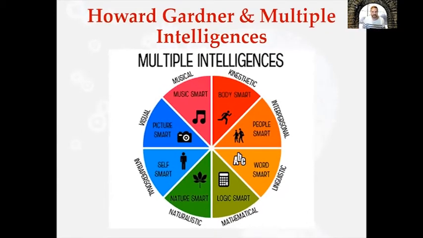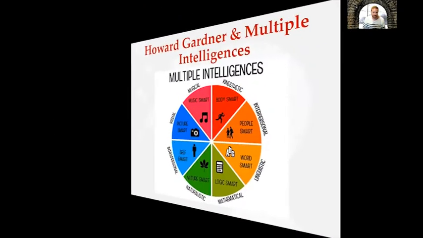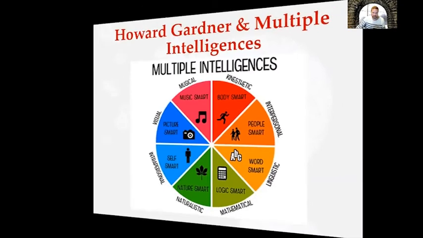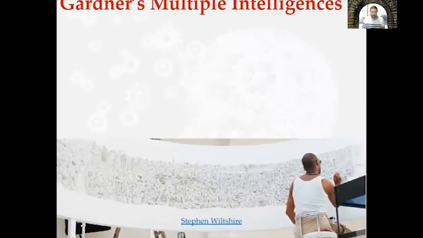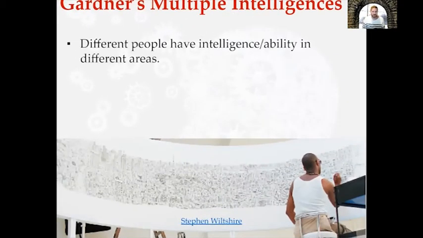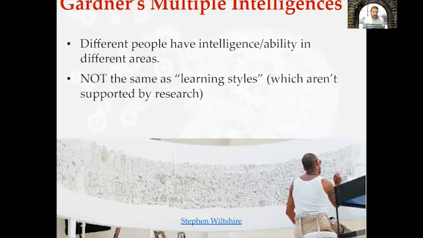Howard Gardner believed that there are 8 different ways a person can be intelligent. So you can be body smart, people smart, word smart, logic smart, nature smart, self smart, picture smart, or music smart. He said that multiple intelligences theory is basically that people have abilities in different areas. It's not the same thing as learning style. Learning styles have never been supported by research. This is a common misuse of psychological terms, by the way.